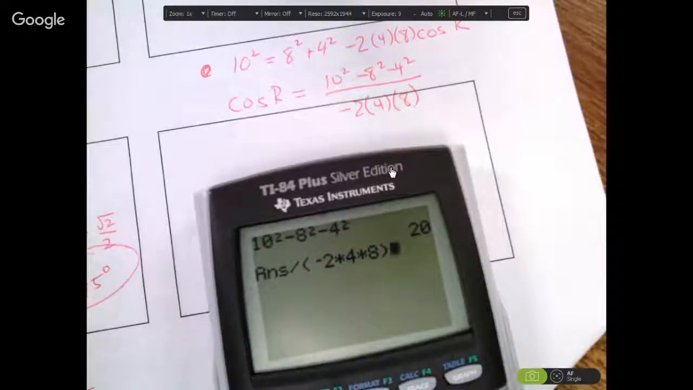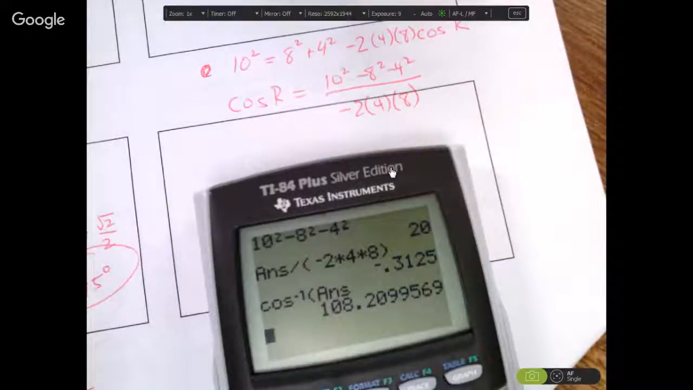Didn't you use second for parentheses? No, to add stuff in. So in order to divide by all those things, I would have to do 20 divided by -2, divided by 4, divided by 8. If you don't put those parentheses in there, you're going to get the wrong answer. You should have gotten -0.3125. Second cosine of that answer.